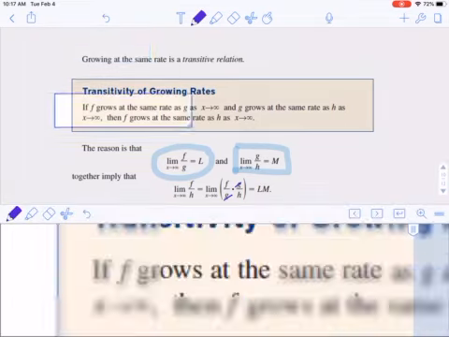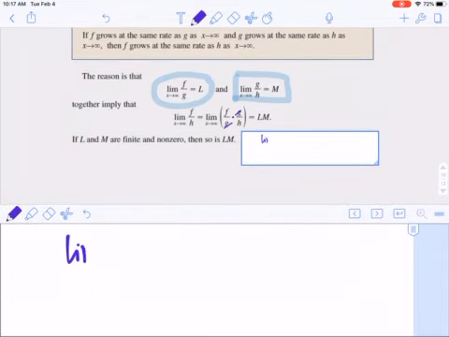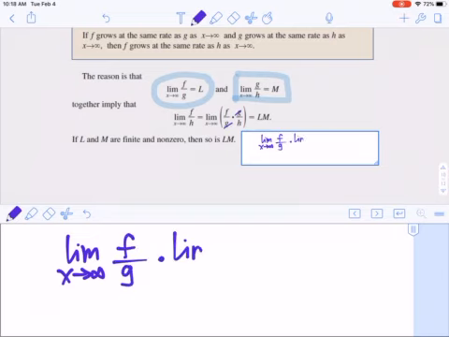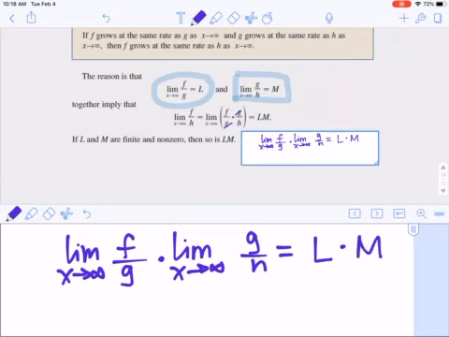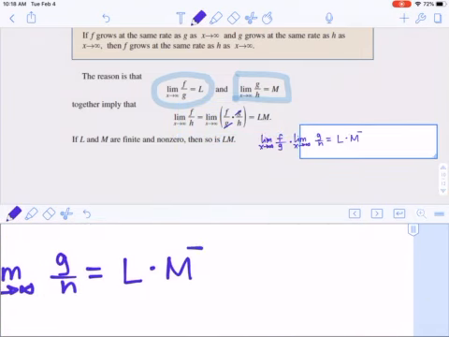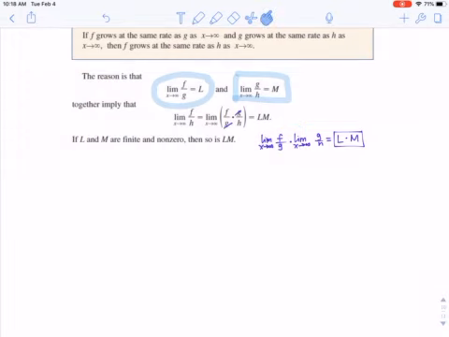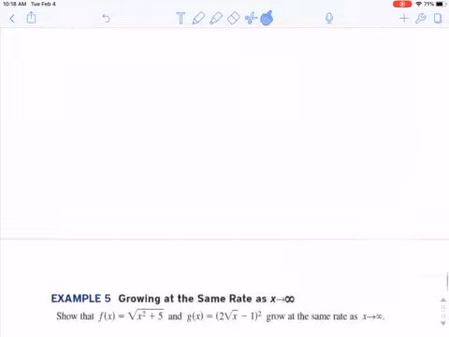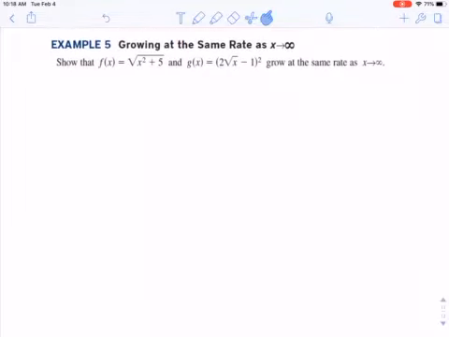But I can also think about that limit as the limit as x goes to infinity of f over g times the limit as x goes to infinity of g over h. That would just be L from above times M from above, and so f over h is the same thing as L times M. Now, if L is some non-zero number and M is some non-zero constant, then when you multiply them, you also get some non-zero constant, and so it is okay to say that they grow at the same rate as well.